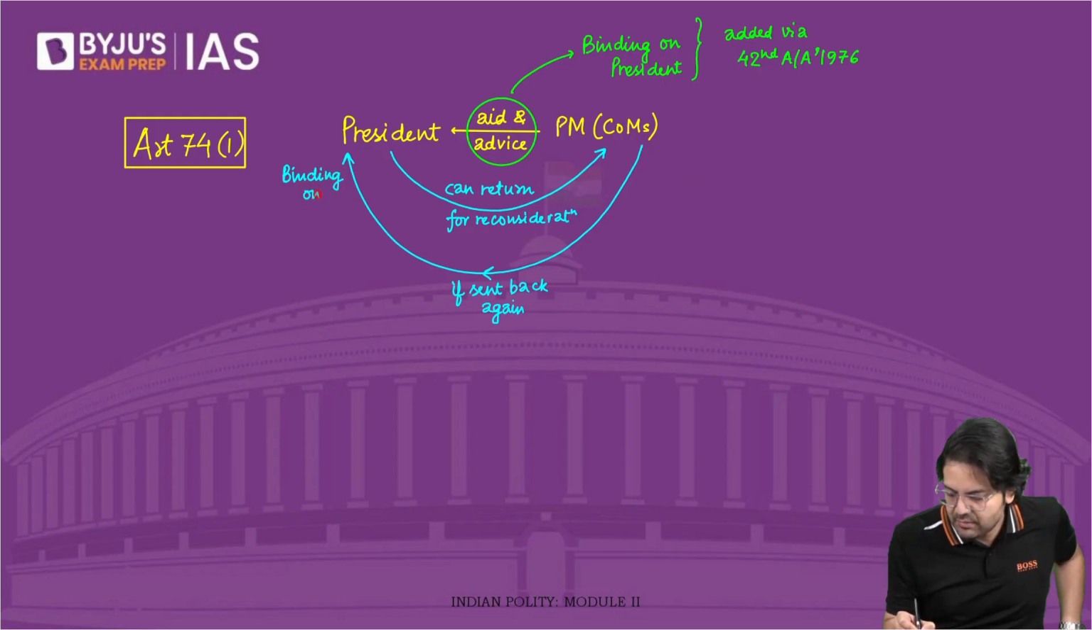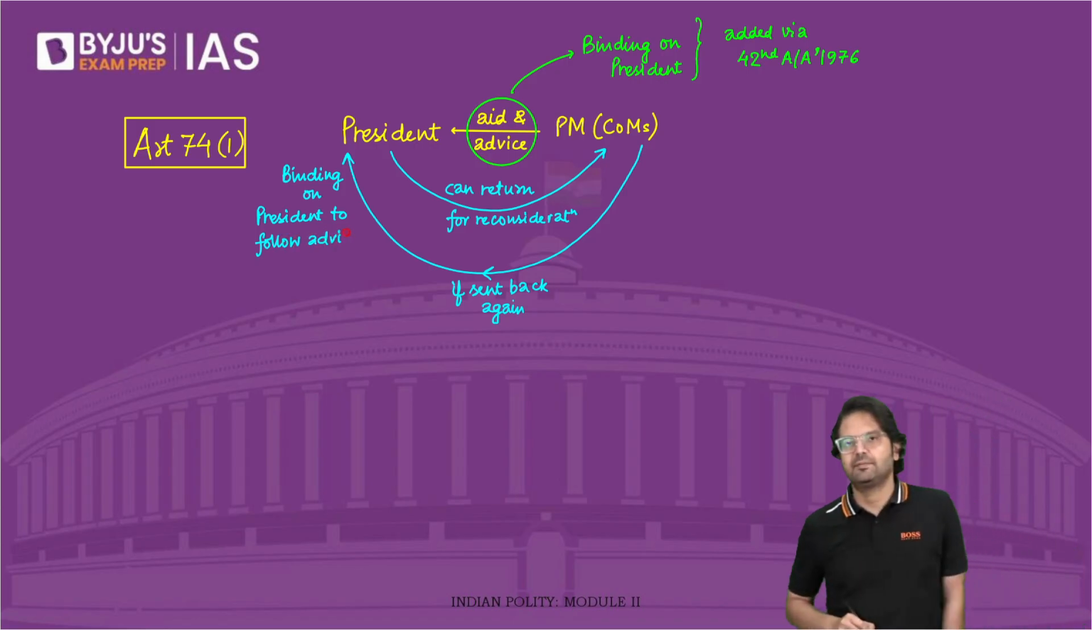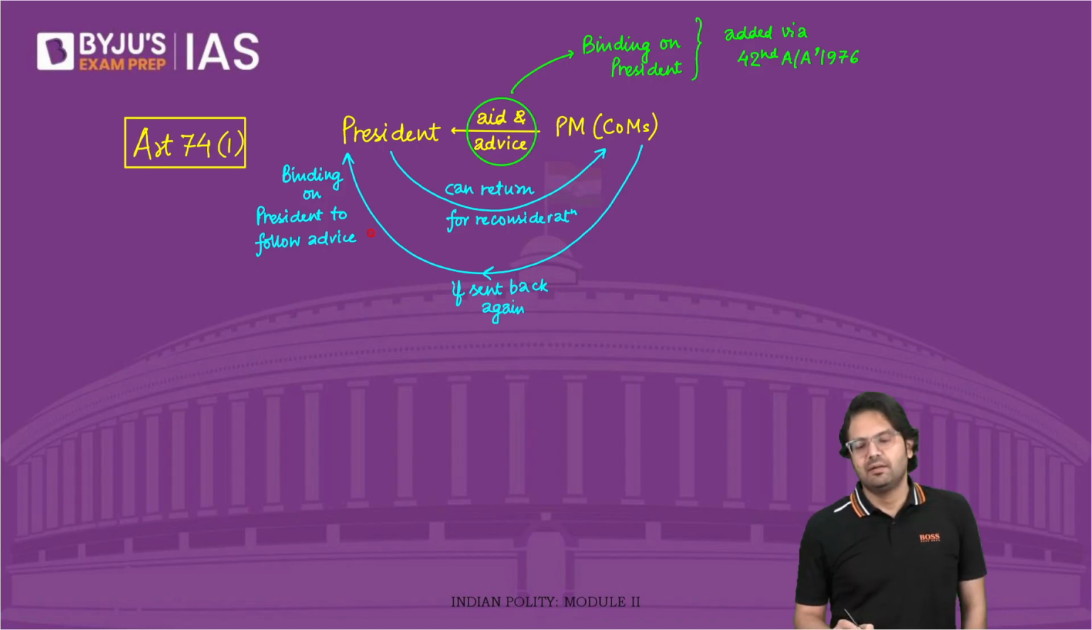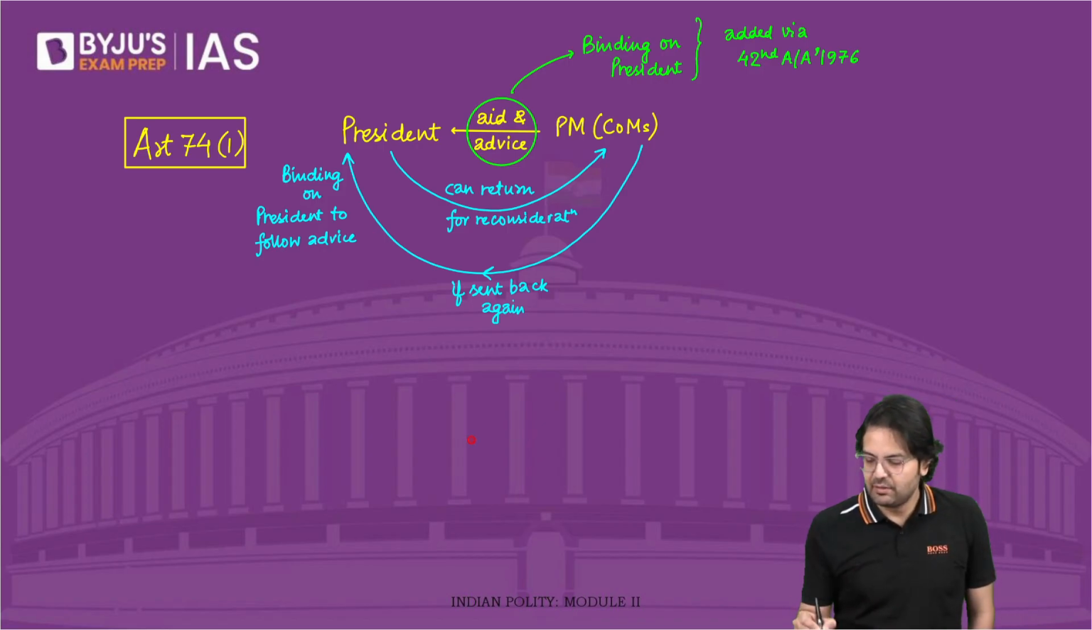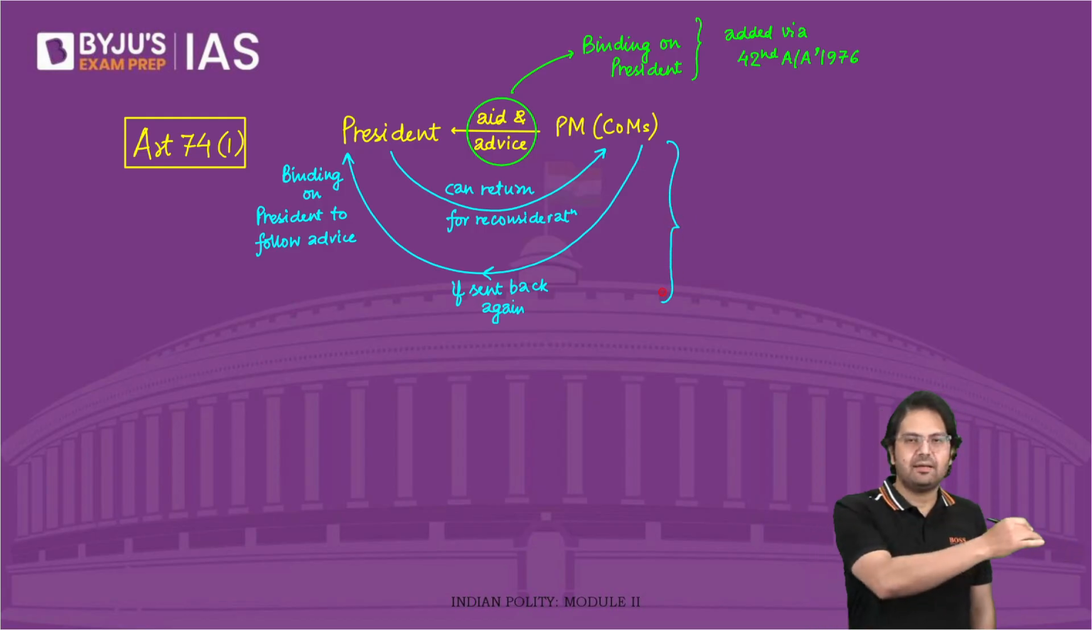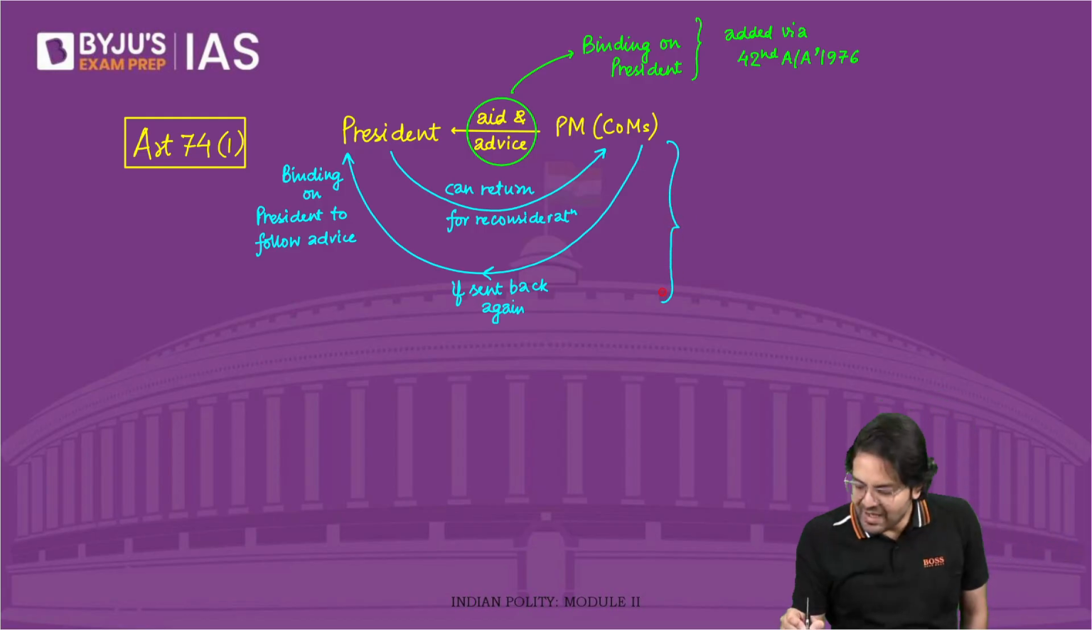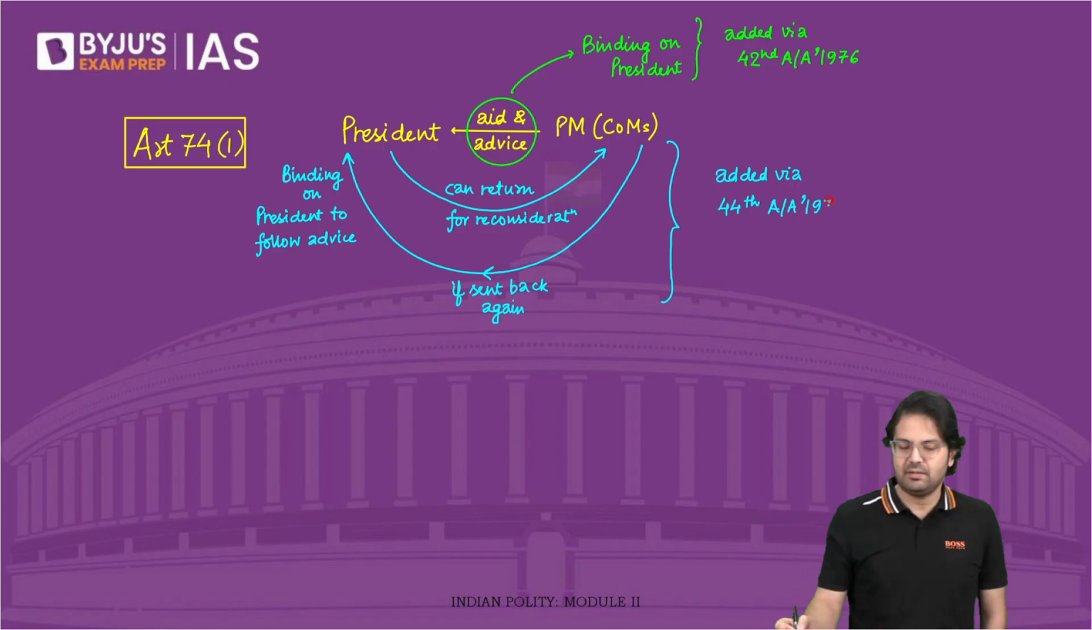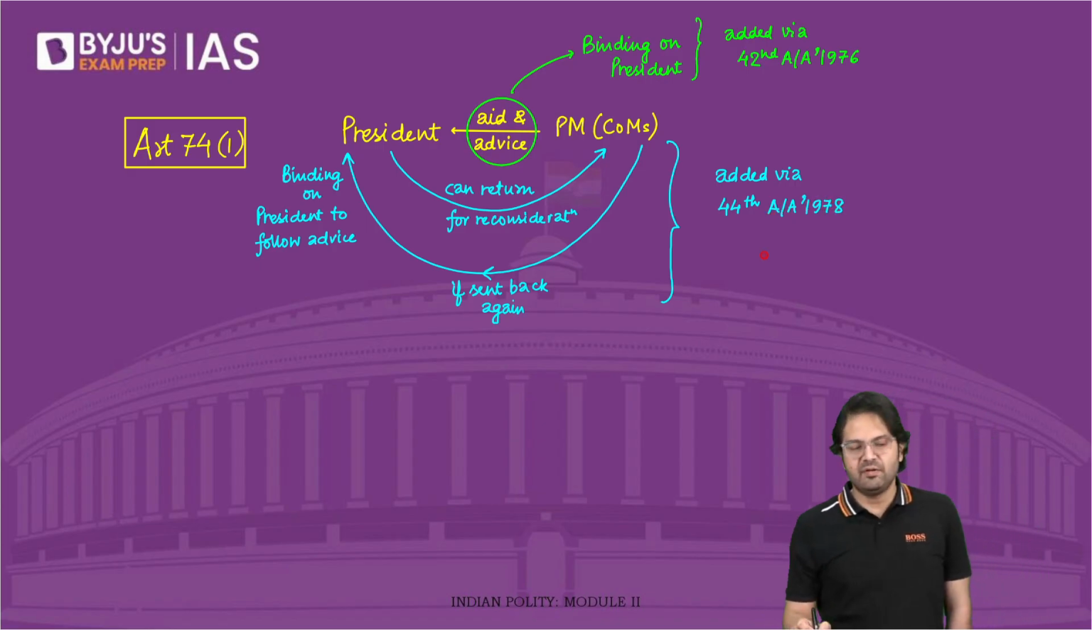Binding on the president to what? Follow the advice. So ultimately, the advice is binding only. This change of sending back and then making it binding was added via the 44th Amendment Act of the year 1978. Clear? This is Article 74, Clause 1.